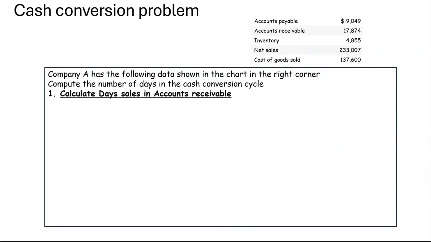So here we have an example. We have all the information we need. In order for us to do the cash conversion, the first thing we have to do is calculate the days sales in accounts receivable. We're going to take accounts receivable divided by net sales times 365, which tells us we have an average of 28 days. Is that good or bad? Depends on what the terms are. If their terms are net 30, they're doing fine. If their terms are net 10, they're not doing very good, are they? So you need to know more information when you look at that number.